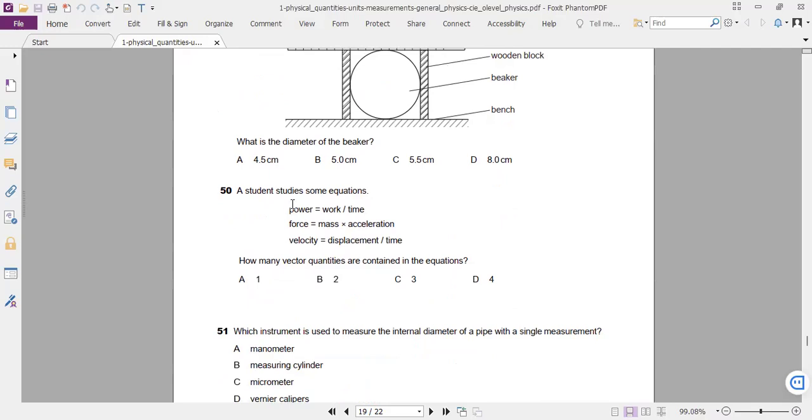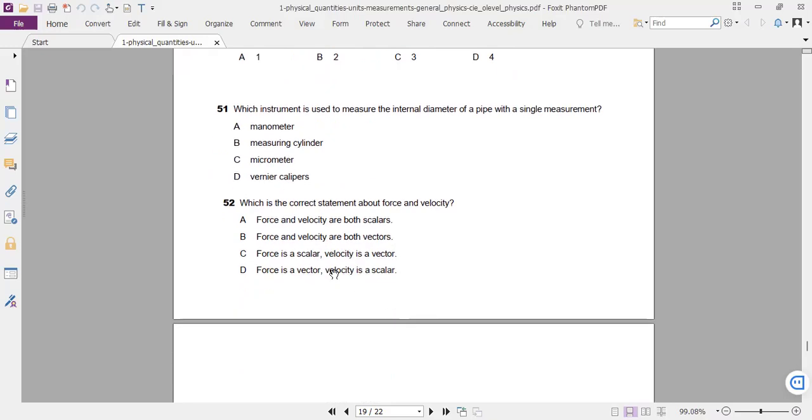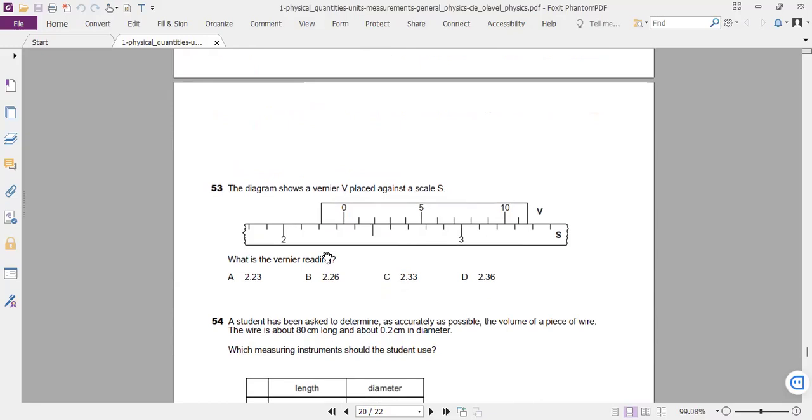Number 5, power is equal to 4. So whichever quantity you think is a vector quantity, just count it and then give it here. So here, which instrument is used? You know this very well now. And the correct statement about force and velocity. You should know that force and velocity are something special compared to other things. So you should be able to answer this question.